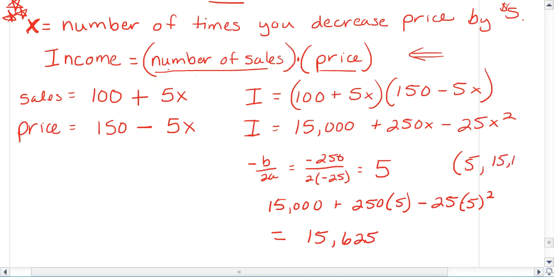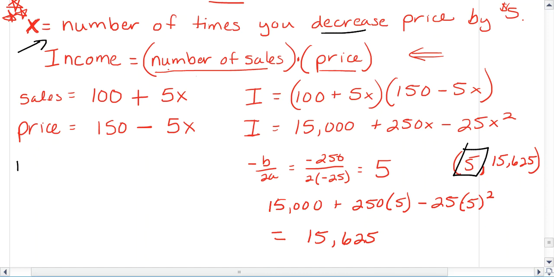And if you can interpret this vertex, you can see you are not getting all the income you could. Decreasing your price by $5, how many times? That's what this interpretation means right here, this 5. This isn't just $5. What this means is that we are going to decrease our price 5 times by $5.